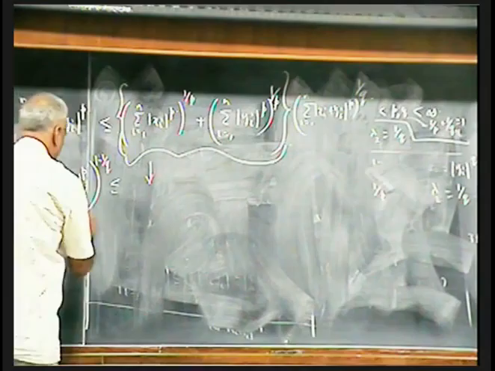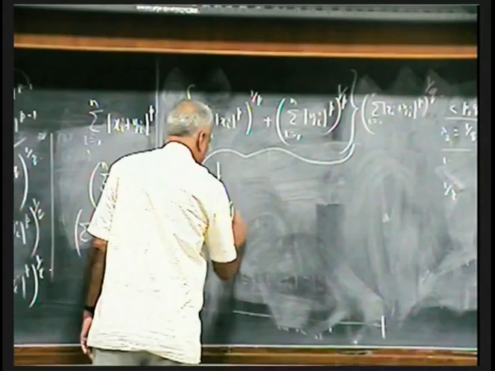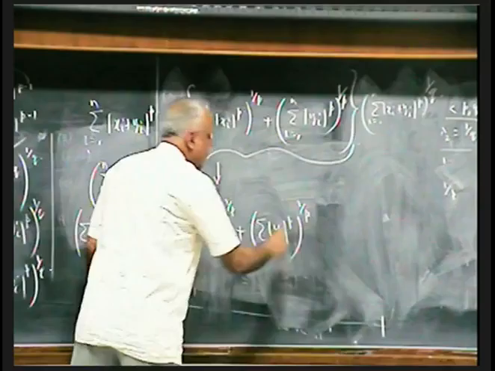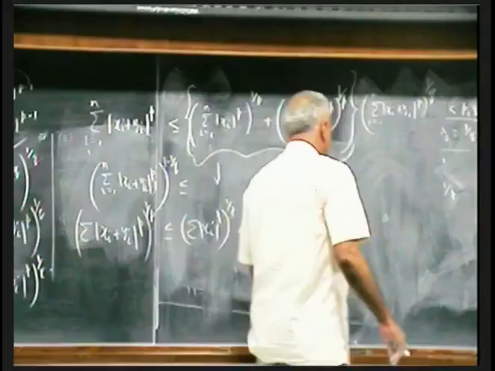So I get (sum of |xi + yi|^p)^(1/p) is less than or equal to (sum of |xi|^p)^(1/p) plus (sum of |yi|^p)^(1/p). And this is what is known as Minkowski's inequality. Okay, so the sixth inequality is our Minkowski.